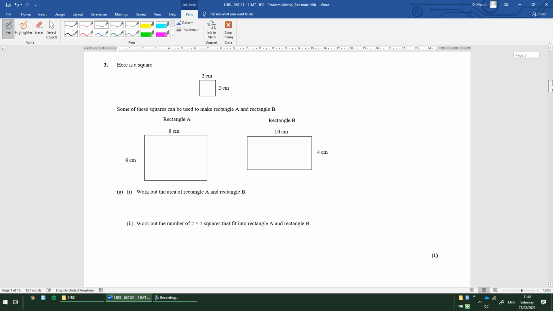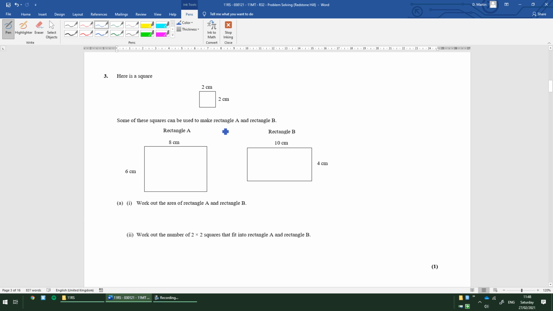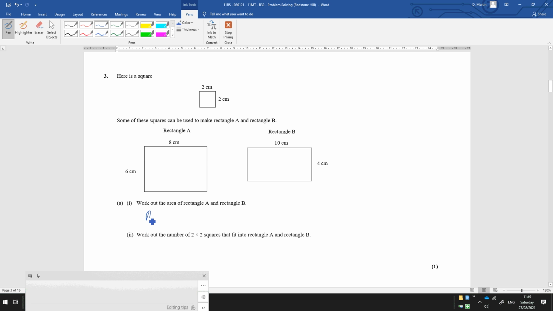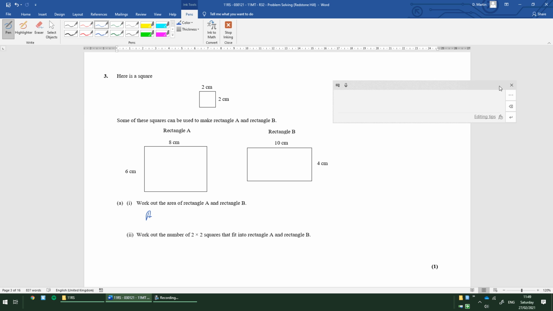So question 2. We've got a small square, we've got then 2 rectangles. It says some of these squares can be used to make rectangle A and rectangle B. So rectangle A, that's going to have an area of 8 times 6, so it's 48 centimetres squared. For rectangle B, it's 10 times 4, so it's 40 centimetres squared.